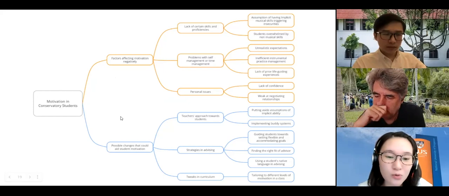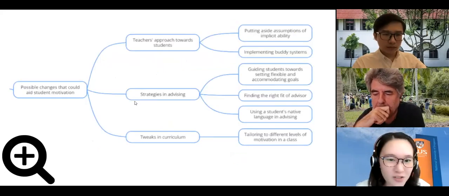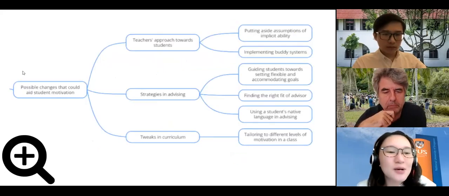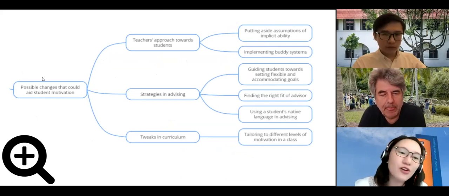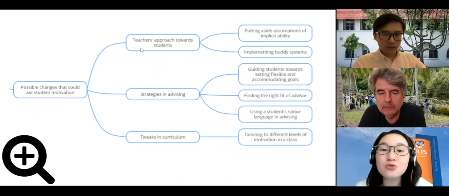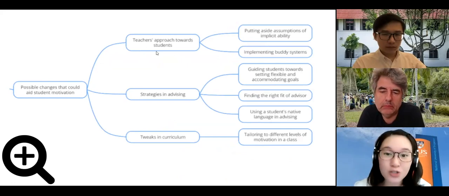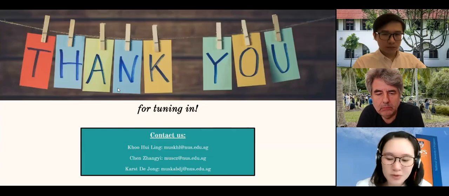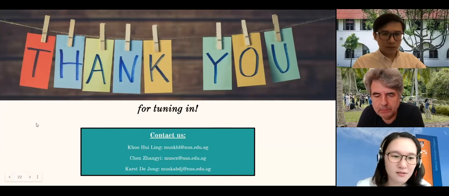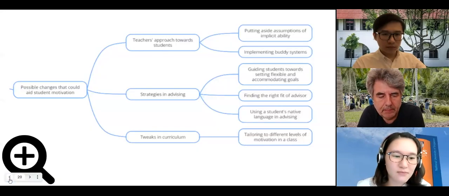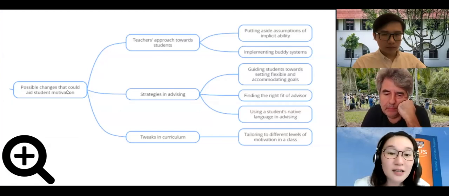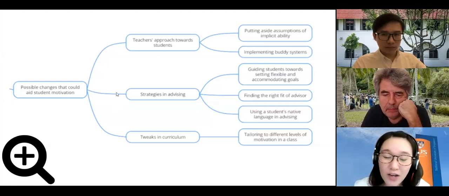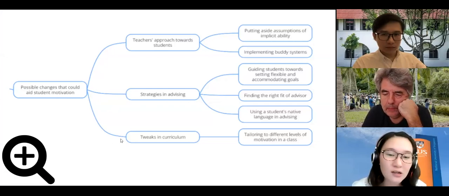What we'd like to talk about now is some possible changes that could aid student motivation, the part in blue. And I think I need to zoom in for this. So here goes. The possible changes that could aid student motivation, we broke down into 3 further categories, and that could be how teachers approach students. The second category is strategies in advising, and finally we have tweaks in curriculum.